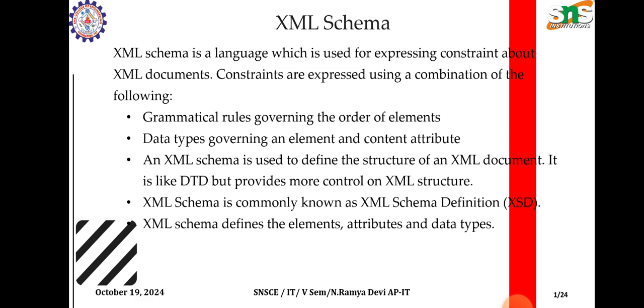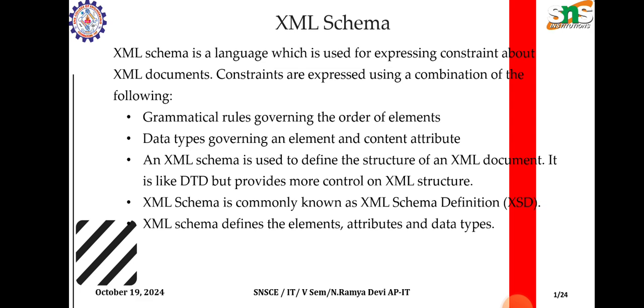These are the key features of XML schema: elements and attributes. XML schema defines elements, which represent the actual data, and attributes, which provide additional information about the elements. For instance, a person's XML might have elements for name, age, salary, and department, and the schema will specify whether these elements are required and what kind of data they should contain.